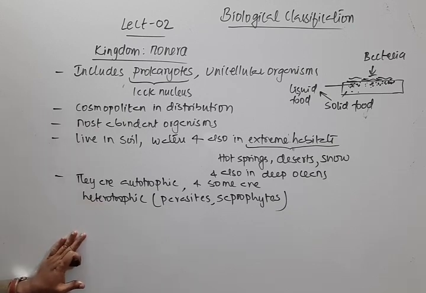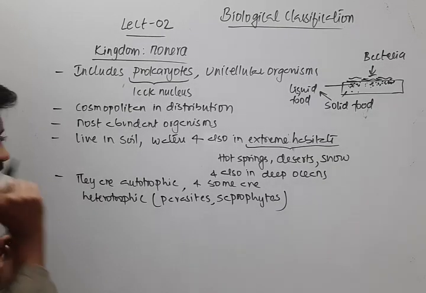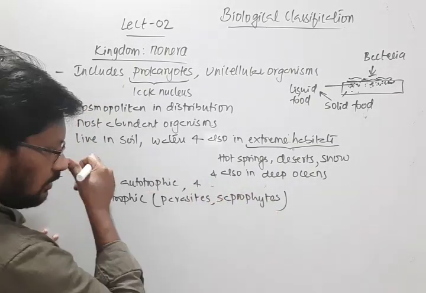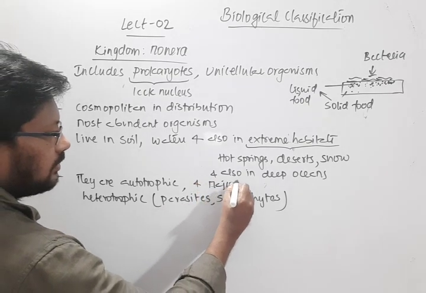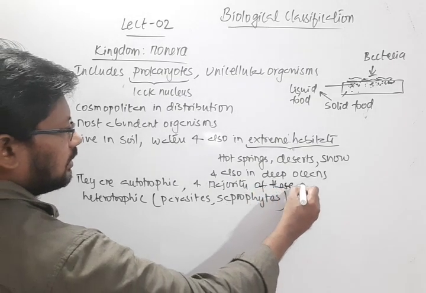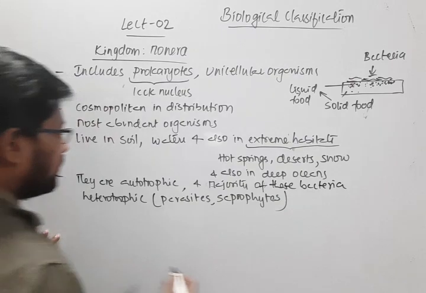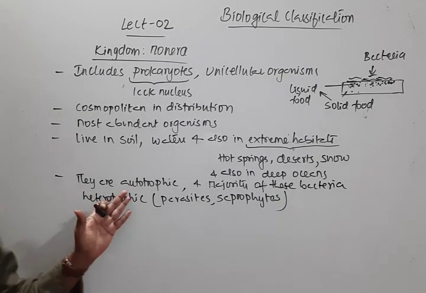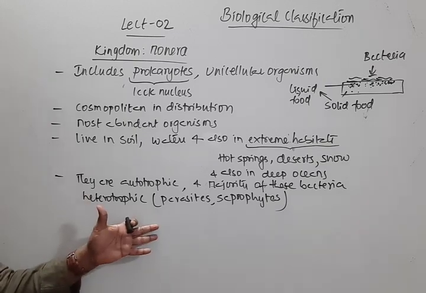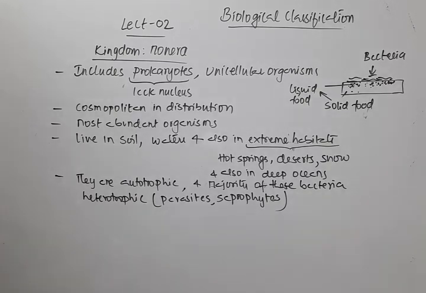Okay, and we'll also see some are heterotrophic, which may live as parasitic or saprophytic forms. I would like to make one small correction: instead of some, I'll mention majority. The majority of these bacteria are heterotrophs. Of course some are autotrophic and some are heterotrophic, but the majority of them are heterotrophic bacteria.